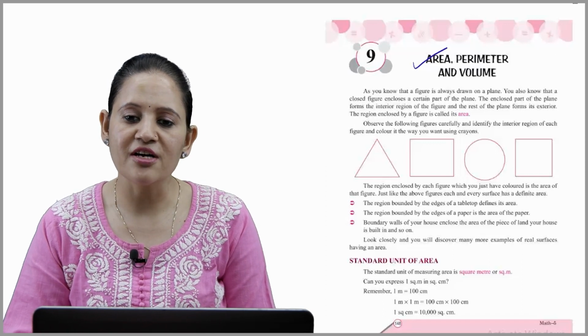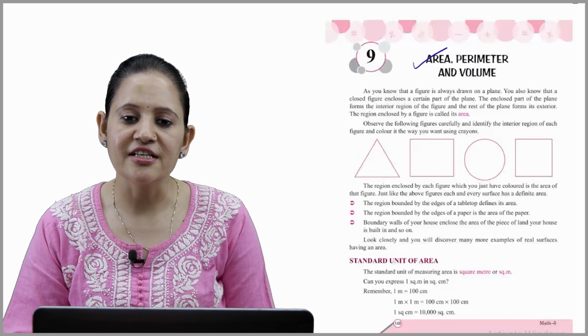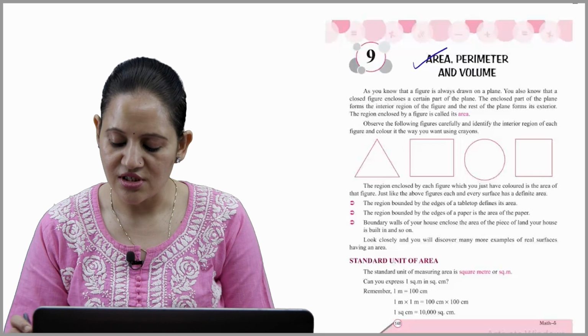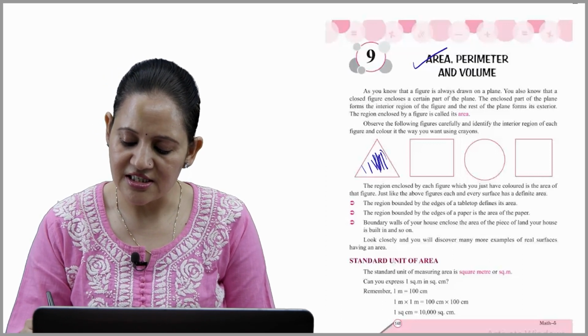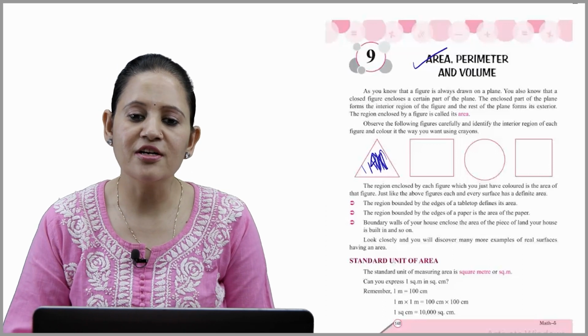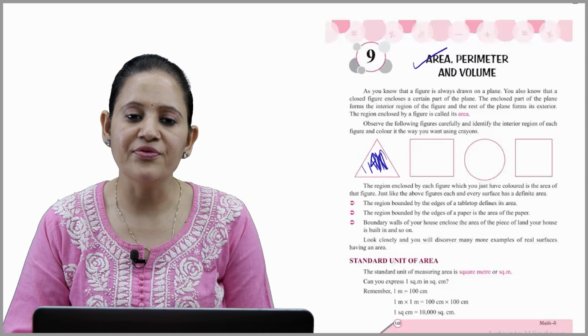Observe the following figures carefully, identify the interior region of each figure and color it the way you want using crayons. So, interior region, this is the interior region. The region enclosed by each figure which you just colored is the area of the figure.